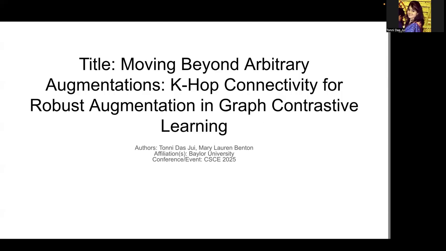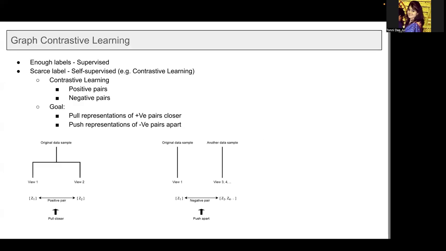Now, contrastive learning is a powerful self-supervised approach for node or graph classification when label data is scarce. In traditional supervised learning, a model learns by predicting labels and adjusting its predictions based on how close they are to the actual labels. But when labels are limited or unavailable, contrastive learning offers an alternative. Instead of learning from labels, it teaches the model by comparing or contrasting different views of the data.